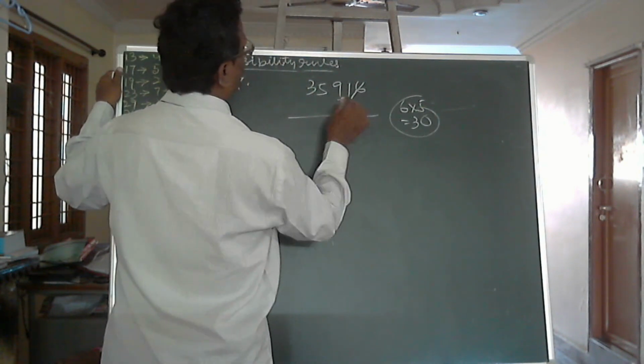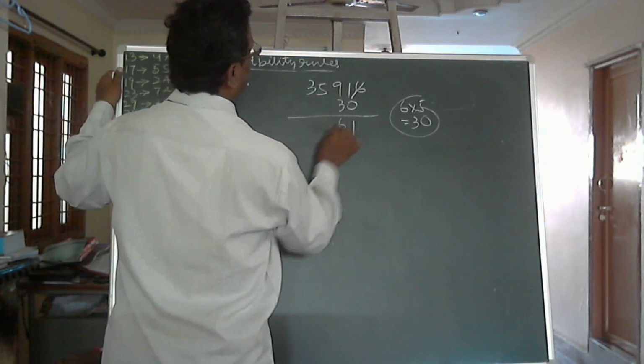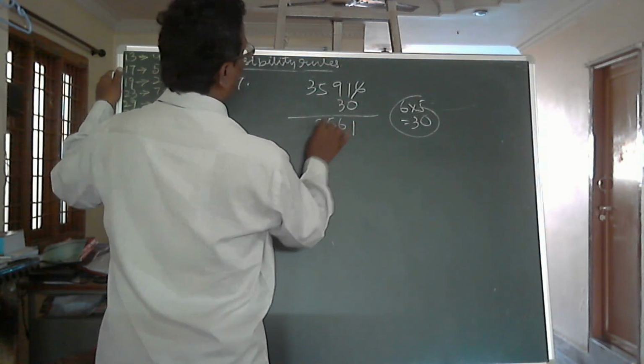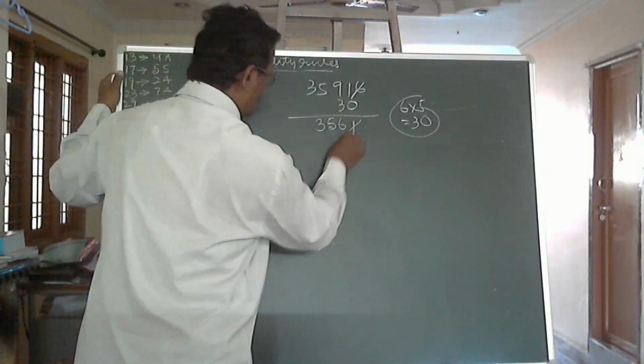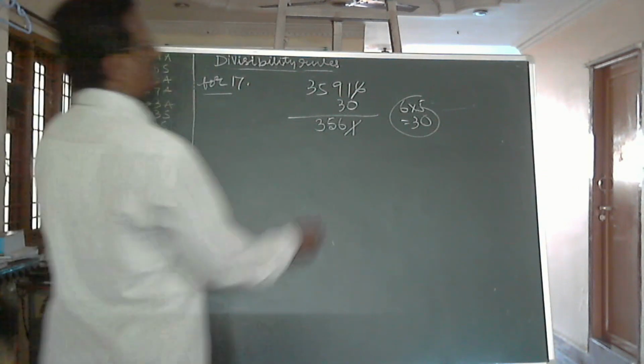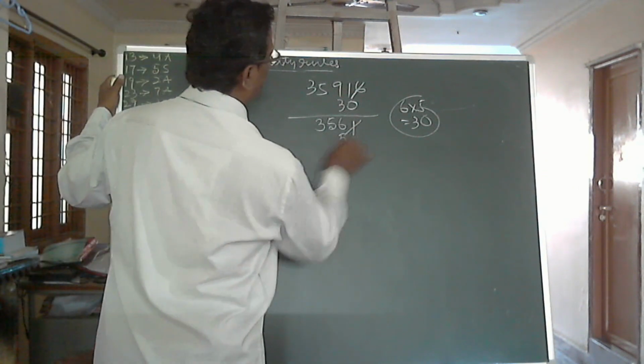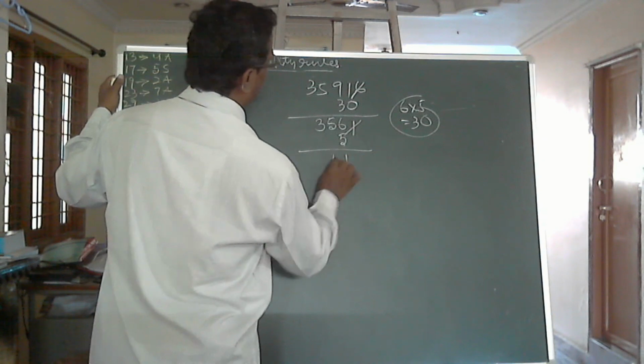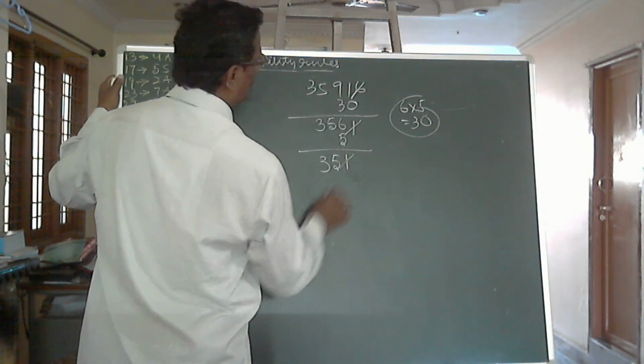1 minus 0, 1. 9 minus 3, 6. This is 5, 3. Again, cut this, 5 times is to be subtracted. 5 times 1 is 5. Subtract, 6 minus 5, 1. This is 5, 3. Again, 5 times.